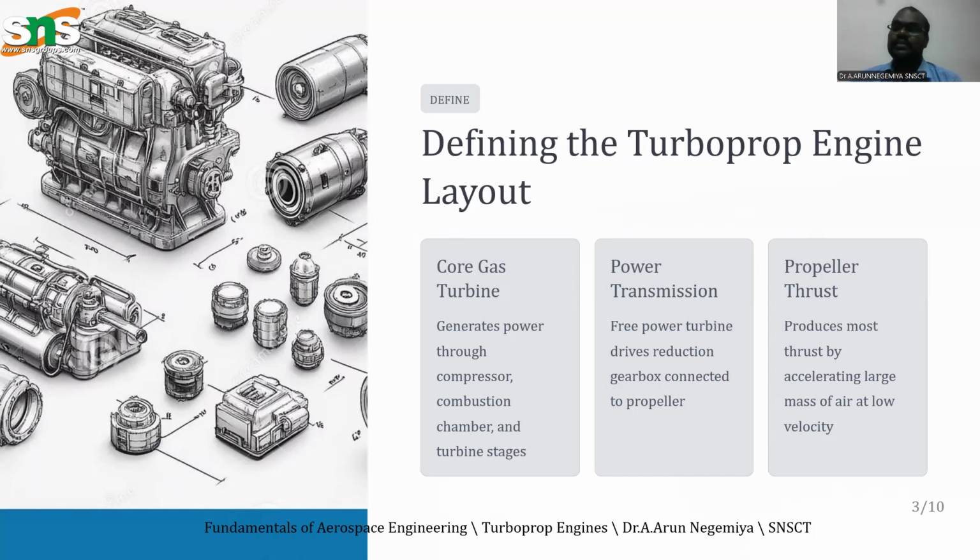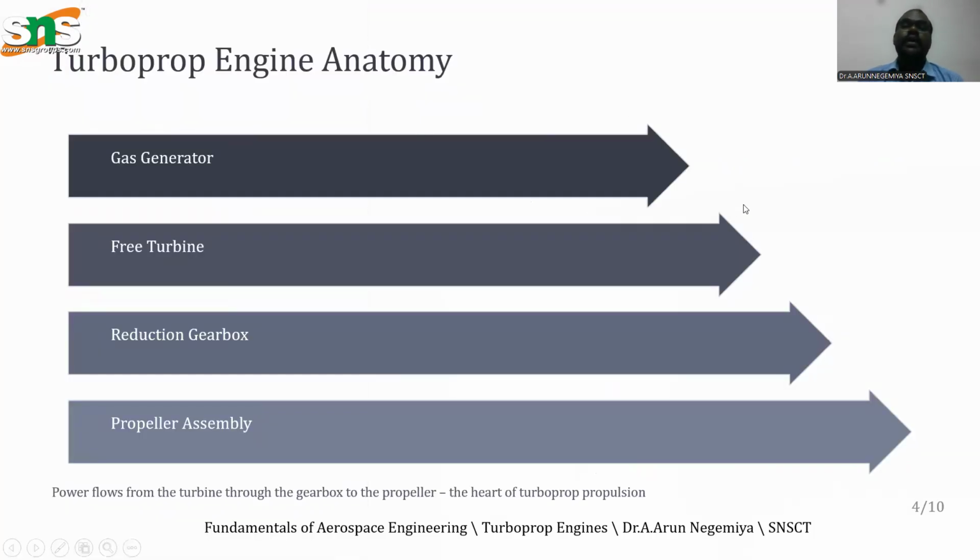Next one is power transmission. All the power transmission is done with the help of the gearbox only. Next one is the propeller thrust, which I already told you about. The propeller is used to create the thrust. Next one is the turboprop anatomy. It can be classified into 4 types: first one is a gas generator, then free turbine, reduction gearbox, and propeller assembly. These are all the engine anatomy for the turboprop.